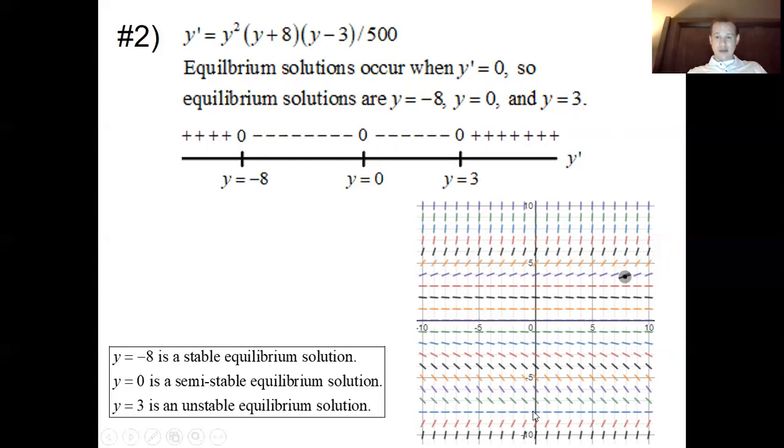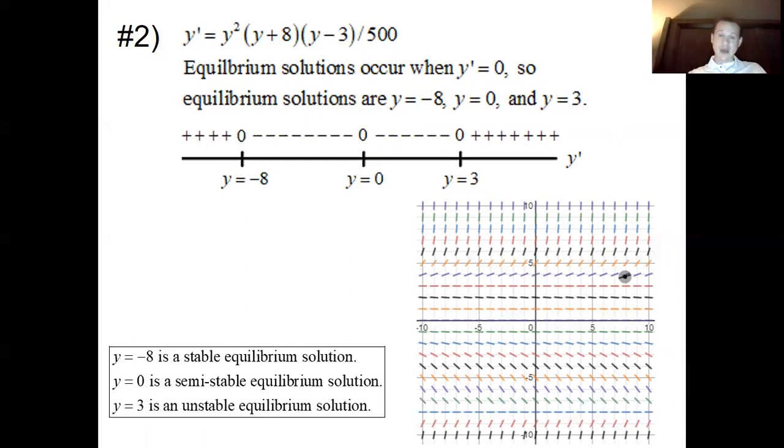Down here, this horizontal blue line is y equals -8. It's flat, good. At y equals 0, you see this kind of purple thing here, but it is flat. And at y equals 3, you have this red bunch of lines which are also flat. So those are equilibrium solutions. Their slopes are 0, and they're just horizontal lines.